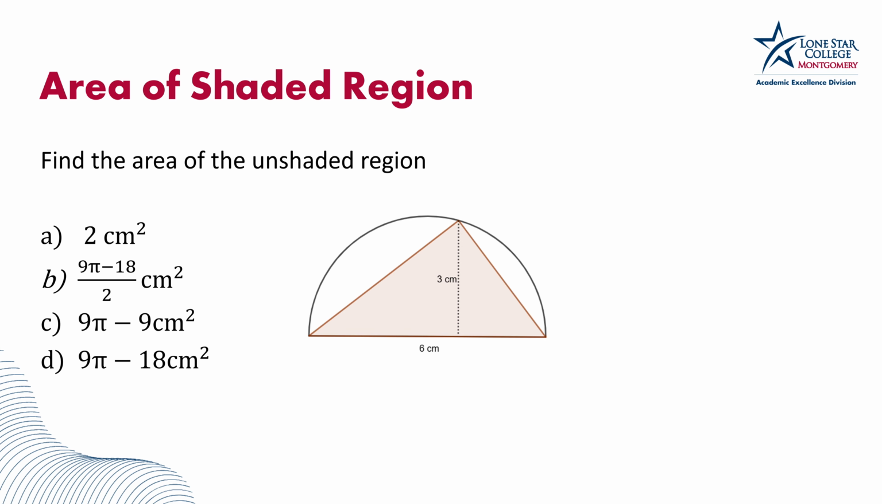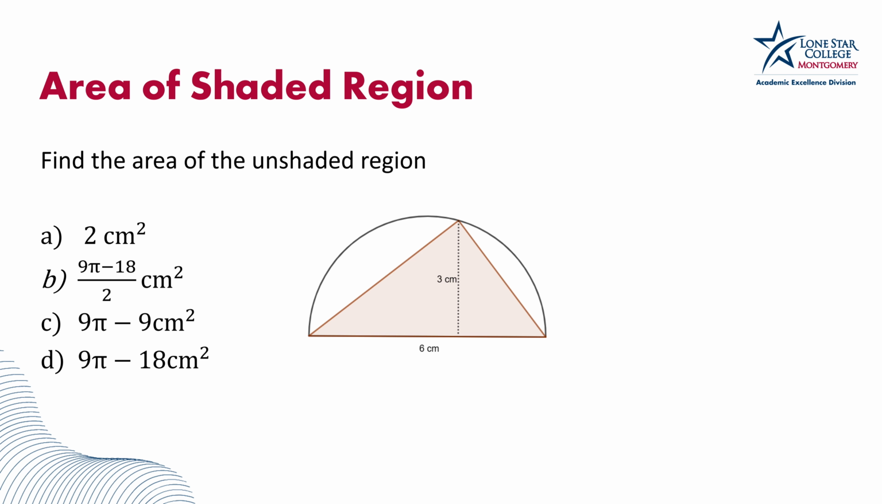So when we look at this shape here, what do we have? We have kind of a circle, but actually half a circle, so a semicircle. And inside that semicircle is a triangle. So we have two shapes. We have a circle and we have a triangle.